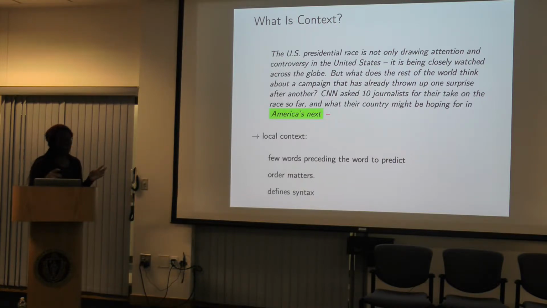President, yes. President, commander-in-chief, anything that has to do with the lead of the country. So one component of you being able to predict that is that you know that's a noun that comes after "next," given the local syntax, which is "America's next." It has to be a noun, according to English's rules. And so that defines the syntax. That's the context, but it is a local context. So you only account for a few preceding words of the current word you want to predict. And in that case, order matters because it's the syntax.